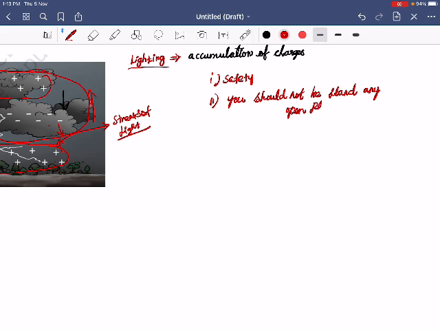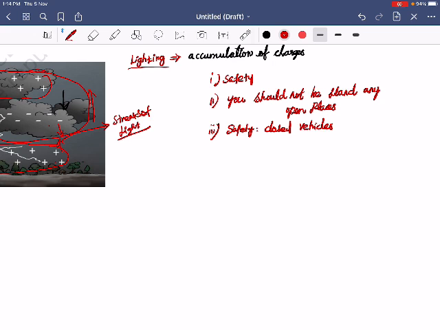And one more thing, if there is any vehicle, a car or a bus, everything should be closed. If it is a safe place, a closed vehicle, then the charges move linearly around it.